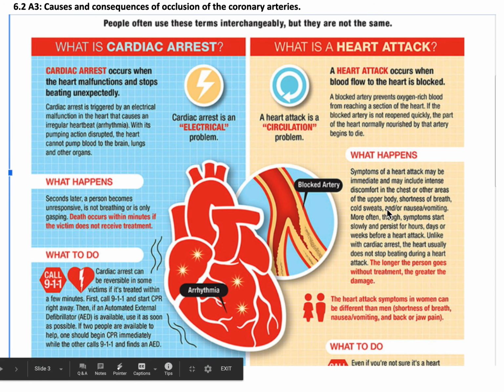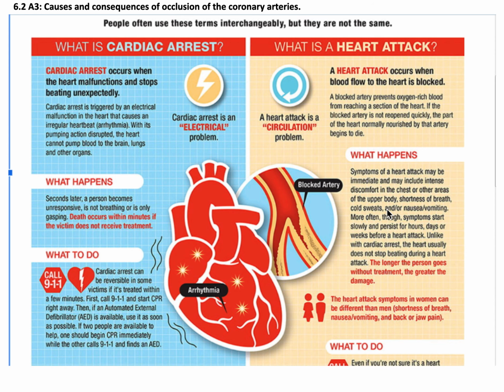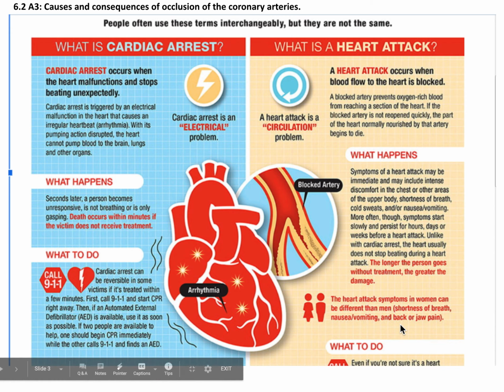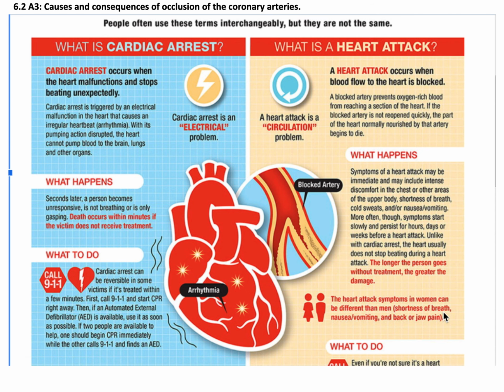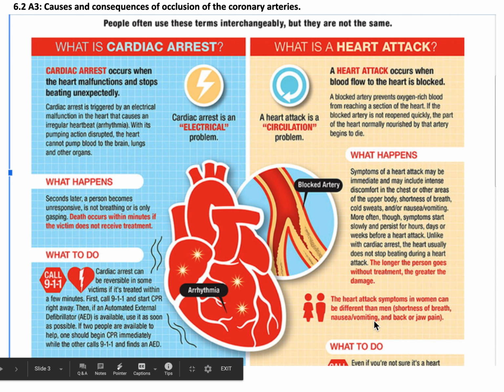For a heart attack, usually symptoms of a heart attack may be immediate and may include intense discomfort in your chest or other areas of the body, shortness of breath, cold sweats, nausea, vomiting, and some other symptoms. Something to realize is that women usually experience slightly different symptoms than men, so usually shortness of breath, nausea and vomiting, and back or jaw pain.